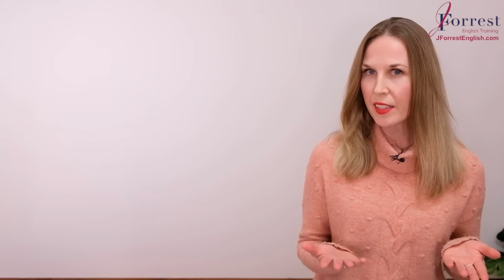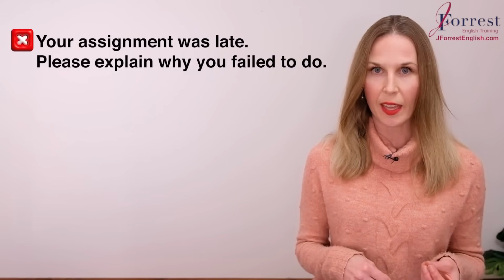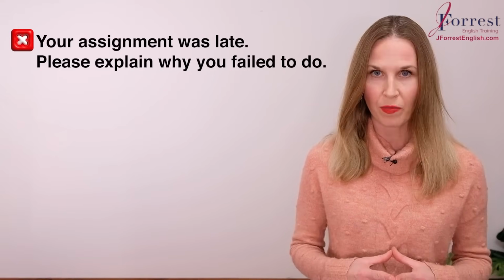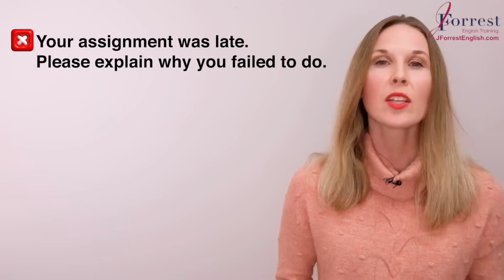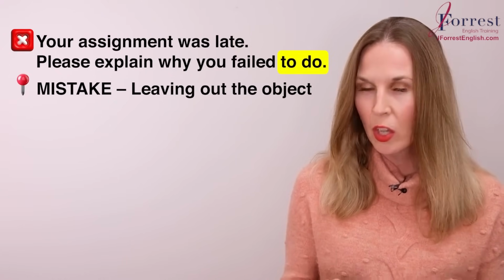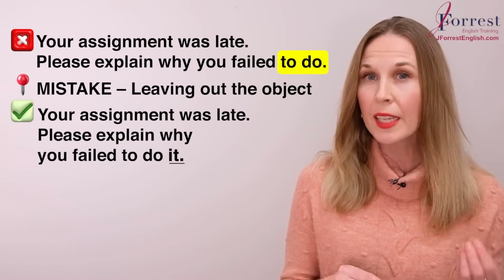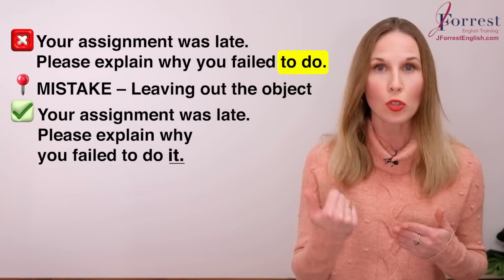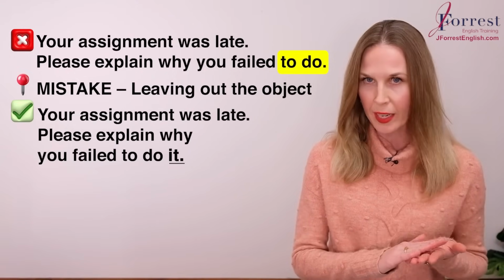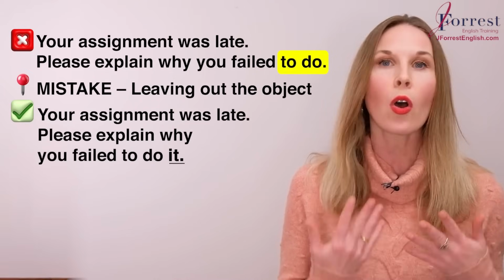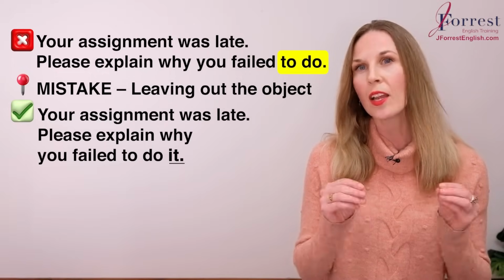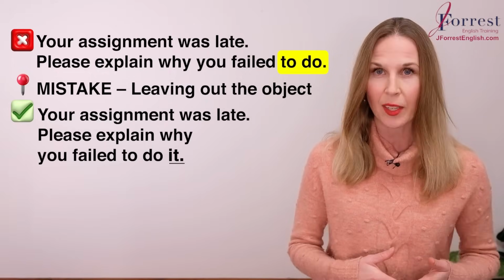Our next sentence, your assignment was late. Please explain why you failed to do. What's the mistake? The mistake is leaving out the object. You need to say, please explain why you failed to do it, and it represents the assignment, which was already said. Now, even though it's obvious you're talking about the assignment, you need an object here grammatically.